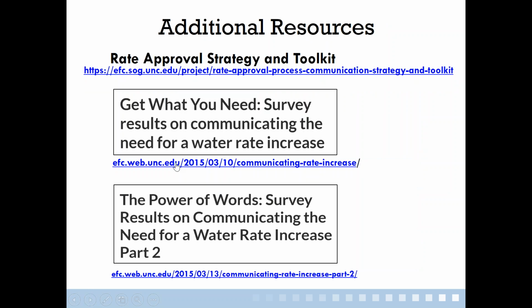More specifically, on the rate approval strategy and toolkit, that's the link to it if you just wanted a direct link. And then I mentioned 2 blogs: the survey results that I was giving you were just a brief look. They actually came from 2 blogs that the EFC wrote that really take those results and concentrate them and give you the higher-level, most important stuff that might be helpful for moving forward with communicating your rate increase. If you're interested in reading these 2 blogs more specifically, we have the links here, but they're also listed on this webpage for the rate approval strategy and toolkit.